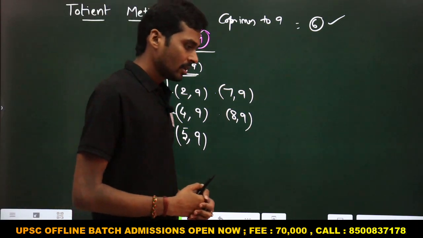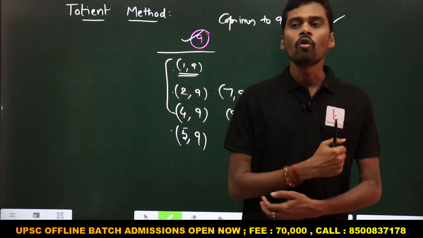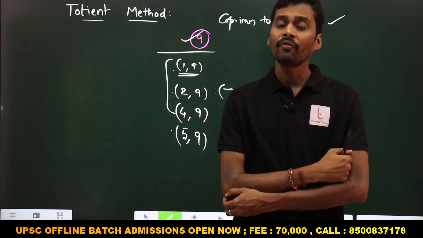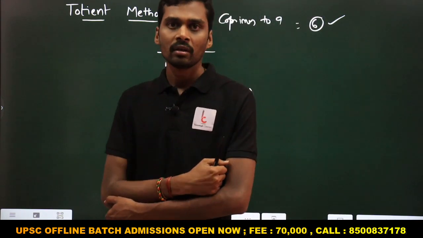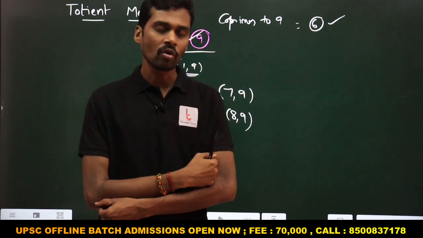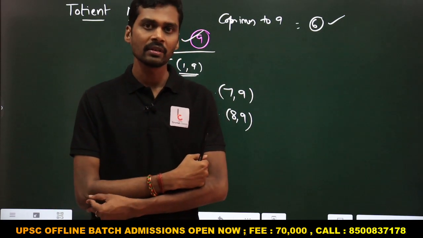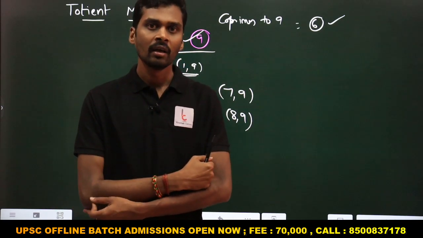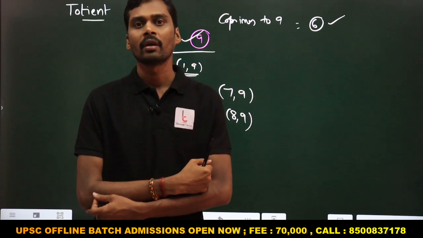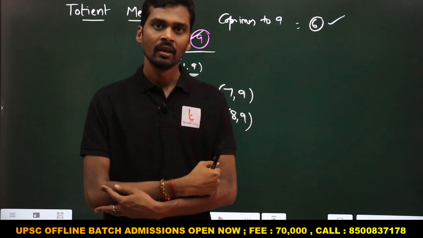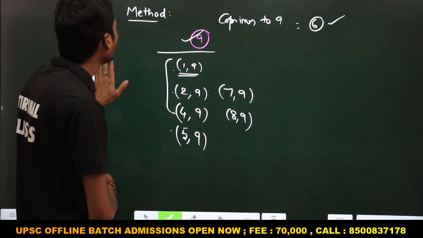It is not possible to write out the coprimes to a particular number if the given number is very big. Suppose I say 240. How many coprime numbers are there to 240? Is it possible to write all the numbers from 1 to 240? No, it is very time consuming. So that's why we use a method called Totient.